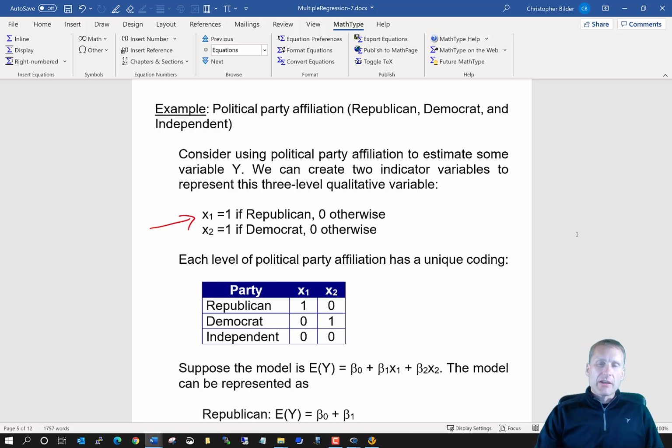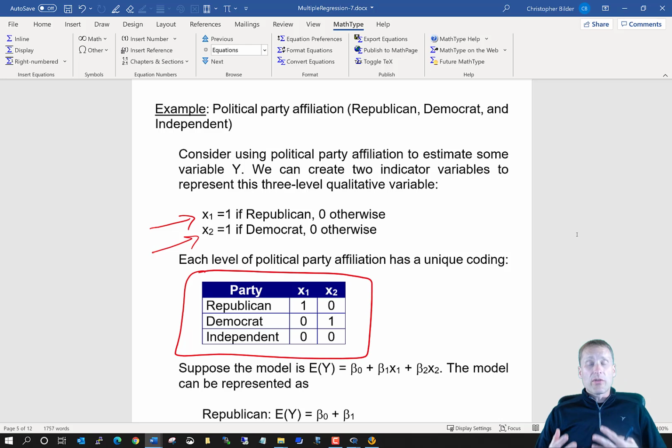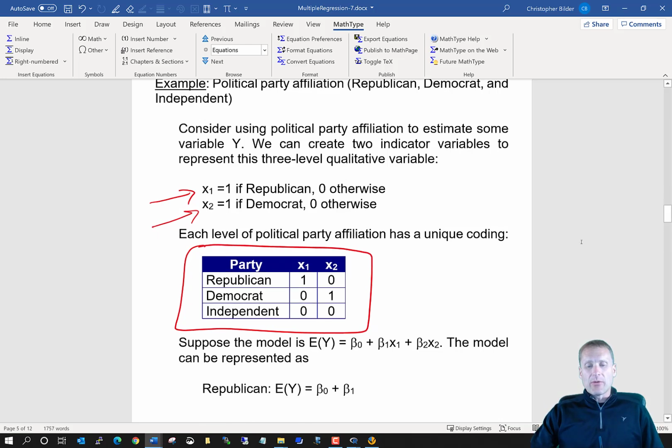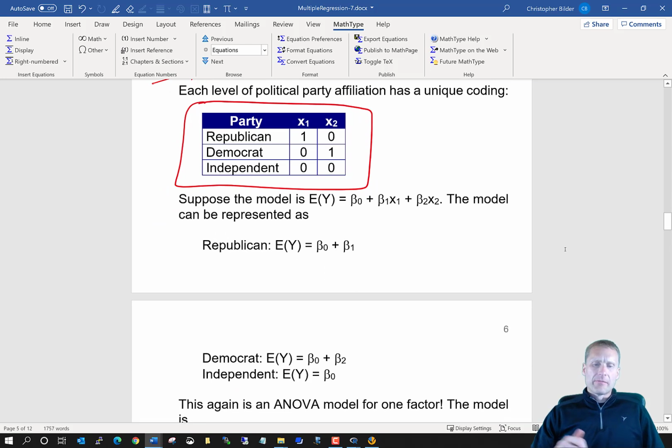So what we can do is create a variable called x1. It's going to be a 1 for Republican, 0 otherwise, meaning Democrat or independent. We're going to have x2 be 1 for Democrat, 0 otherwise, so Republican or independent. If we were to write out a table of how we're doing this coding with these indicator variables, this is what our table would look like. X1 is 1 for Republican, 0 otherwise. X2 is 1 for Democrat, 0 otherwise.